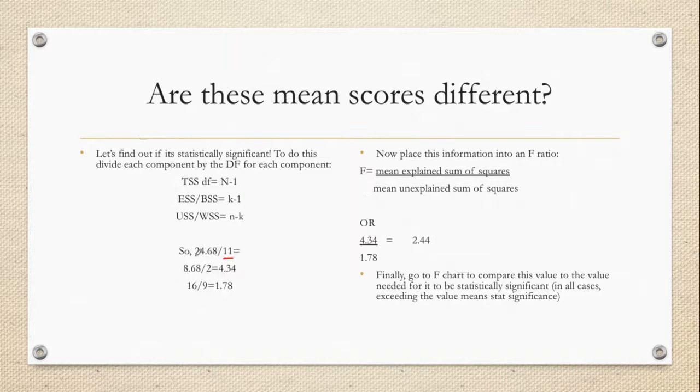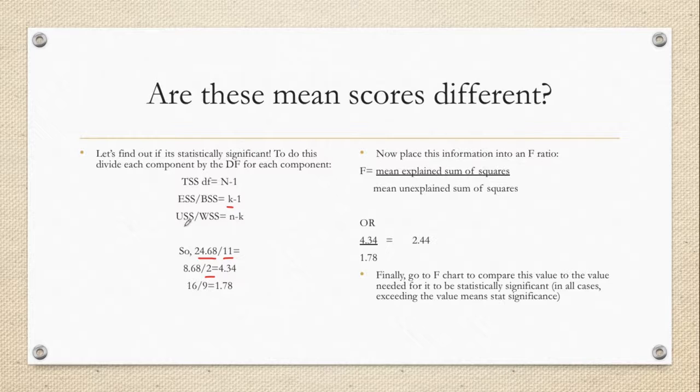So you would take that total sum of squares number and divide it by 11. For the next component, the explained sum of squares, or between sum of squares, the degrees of freedom is k minus 1. K, you might recall, refers to the number of categories, right? So in this case, we had 3 tests, so that's 3 categories, minus 1 would give you 2.